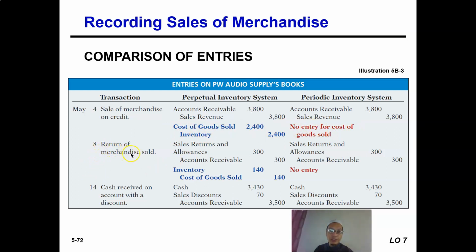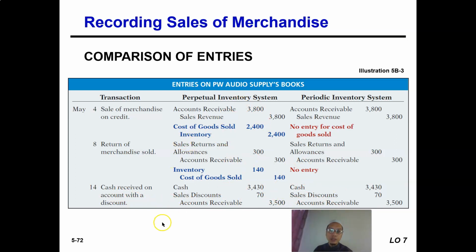When there's a return of merchandise sold, under the perpetual inventory system, PW Audio needs to do two sets of recording: one for the sales return and the other for updating inventory and cost of goods sold. We have done this before. But in the periodic inventory system, there's no need for the second set. Updating inventory and cost of goods sold is not needed. Inventory and cost of goods sold are only arrived at at the end of the period. So there's no entry here. When cash is received, it will be the same.